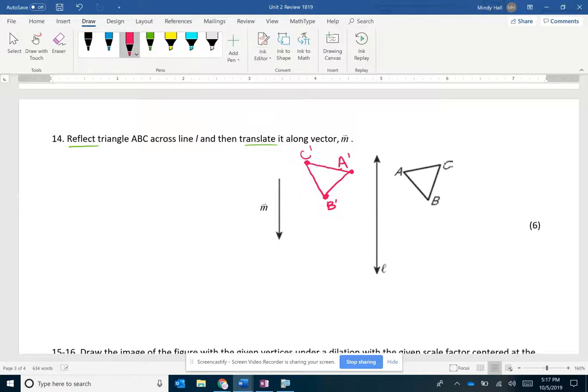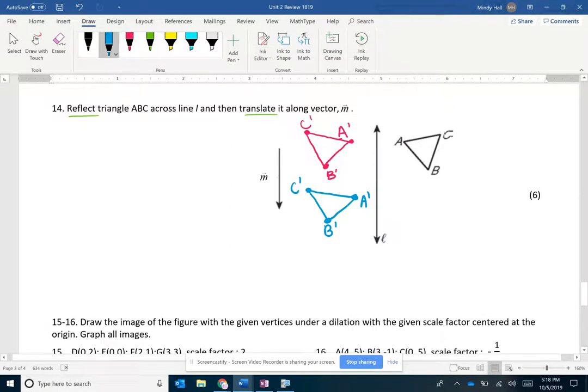All right. So then if I am translating along vector M, I'm just going straight down about that length. Oops. It would probably help if I could actually draw a straight line. Maybe a little bit farther. Okay, by drawing this, now I have C prime, A prime, and B prime. And you connect them and then erase your lines so that it looks all pretty. Yay!